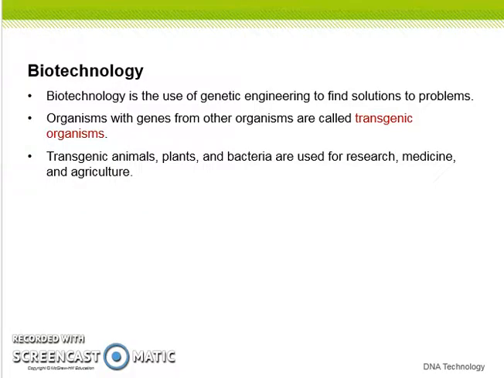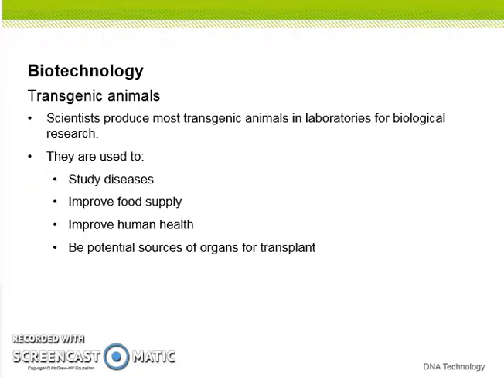So one of the words you probably just heard in the videos was transgenic organism, and that means an organism with genes from other organisms. So transgenic animals, plants, and bacteria are used for research, medicine, and agriculture. Scientists produce most transgenic animals in laboratories for biological research so that we can study diseases, improve food supply, improve human health, and be potential sources of organs for transplant.